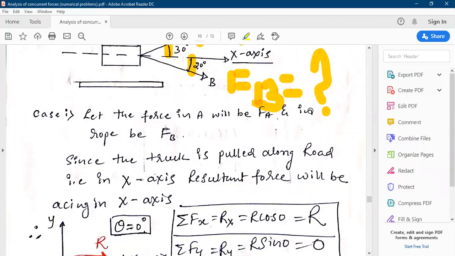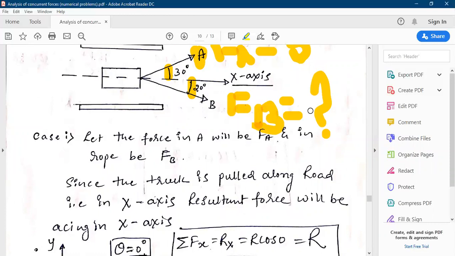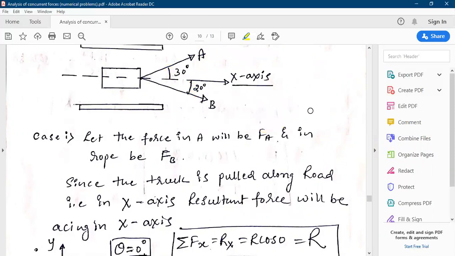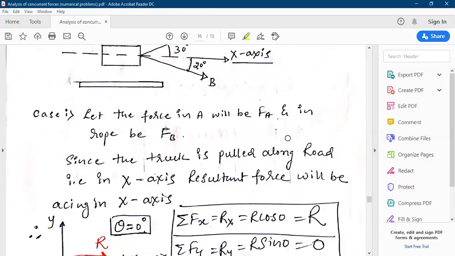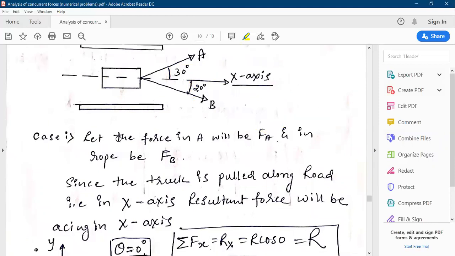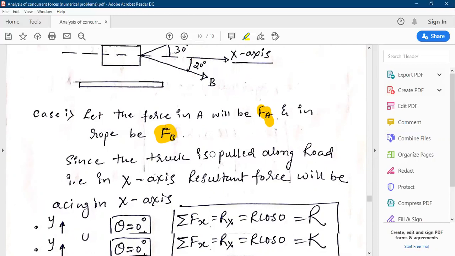Let us start with the first part of the question. When the truck is to be pulled along the x-axis, the forces will be applied along the x-axis, and the resultant will also be acting along the x-axis. So that is what we have written here. Let the force in rope A be FA, as I mentioned earlier, and in rope B that will be FB.